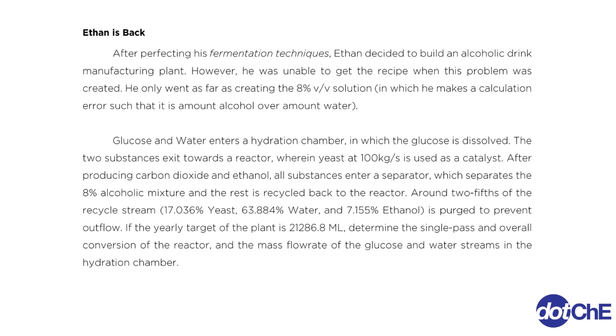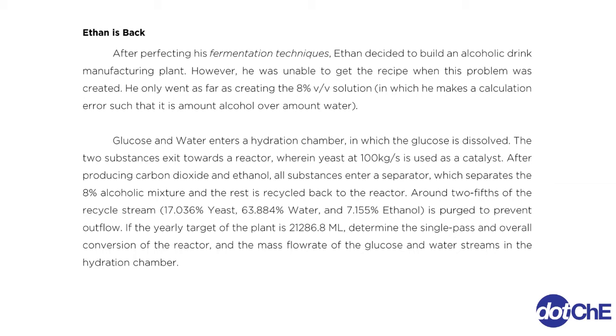After perfecting his fermentation techniques, Ethan decided to build an alcoholic drink manufacturing plant. However, he was unable to get the recipe when this problem was created. He only went as far as creating the 8% volume by volume solution, in which he also made a calculation error such that it is volume alcohol over volume of water. Glucose and water enter a hydration chamber in which the glucose is dissolved. The two substances exit towards the reactor, wherein yeast at 100 kilograms per second is used as a catalyst.